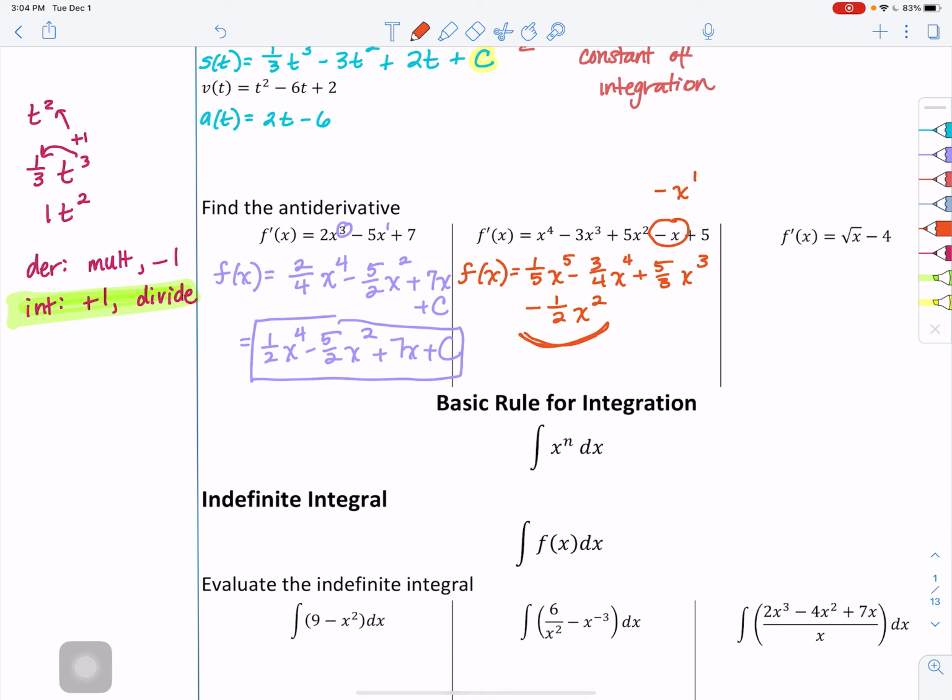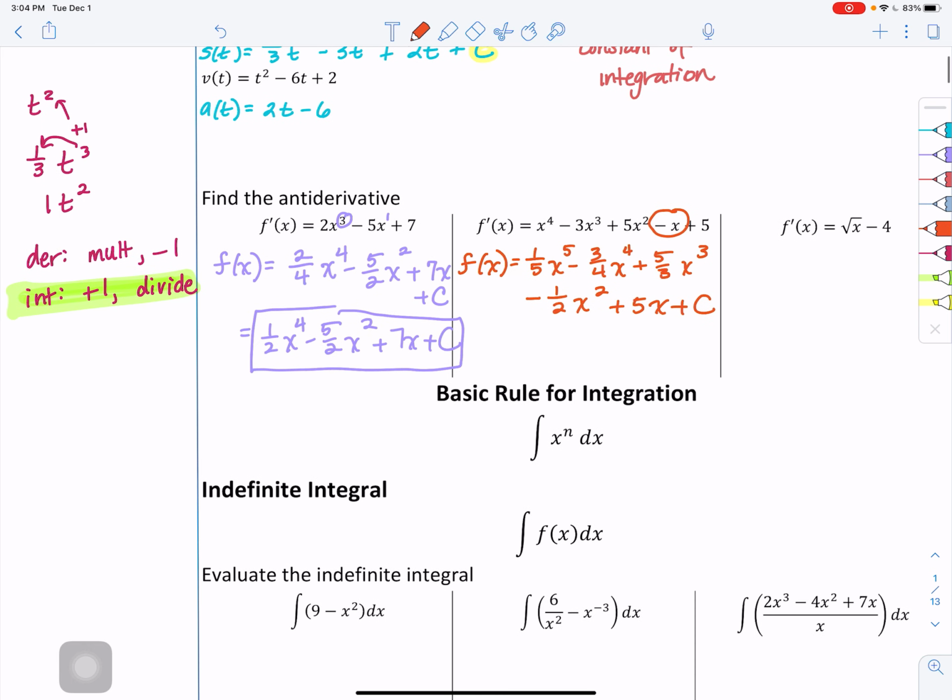And you can convince yourself of that. If you take the derivative of this, you'll get a negative x. And then you guessed it, plus x squared plus 5x plus my constant of integration. I don't need to put a square around that because that's so big.